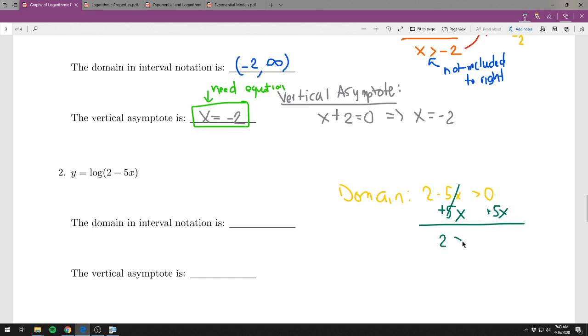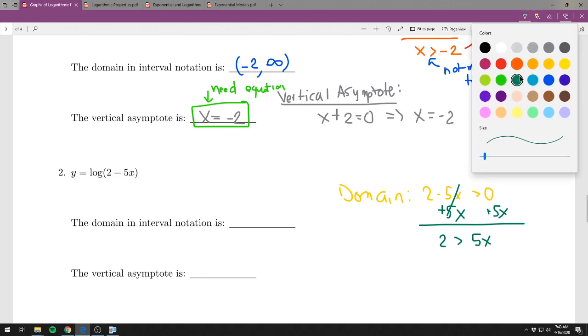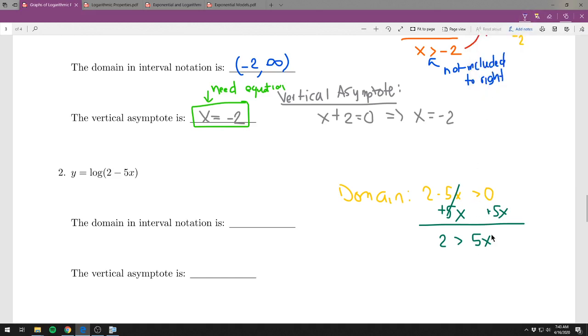And we get 2 is greater than 5x. And then we can divide each side by 5. Now you can also divide by numbers, multiply numbers across inequalities. The one thing I will remind you of, if you multiply or divide by a negative number, you have to flip the inequality.